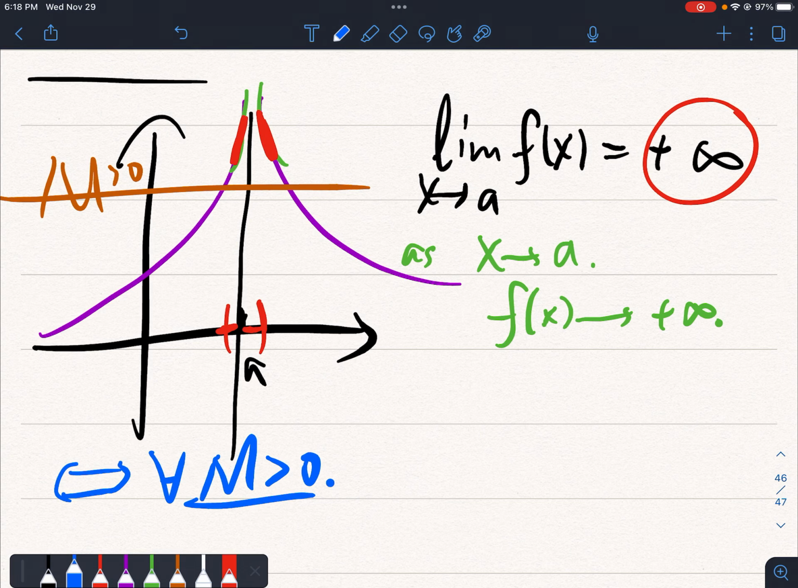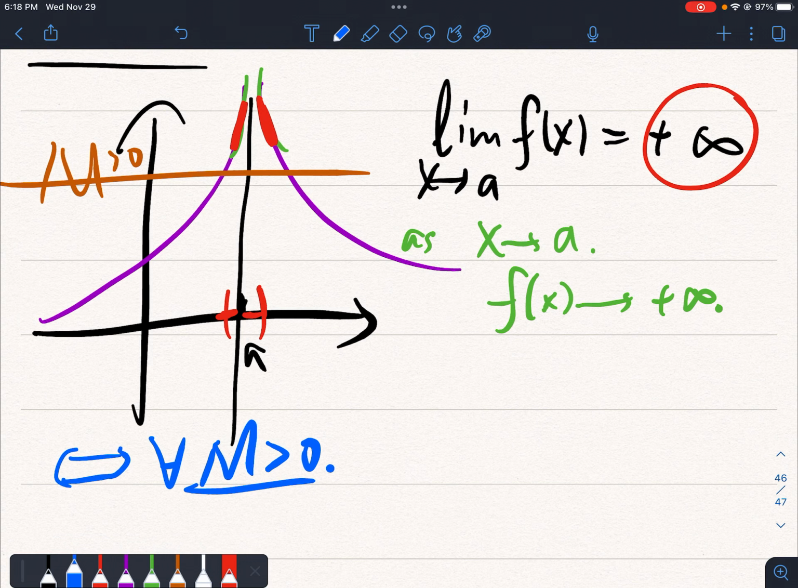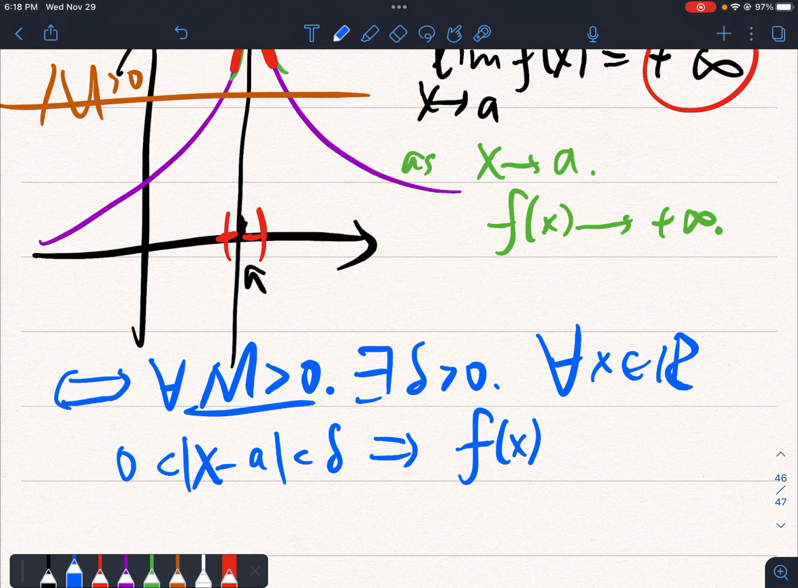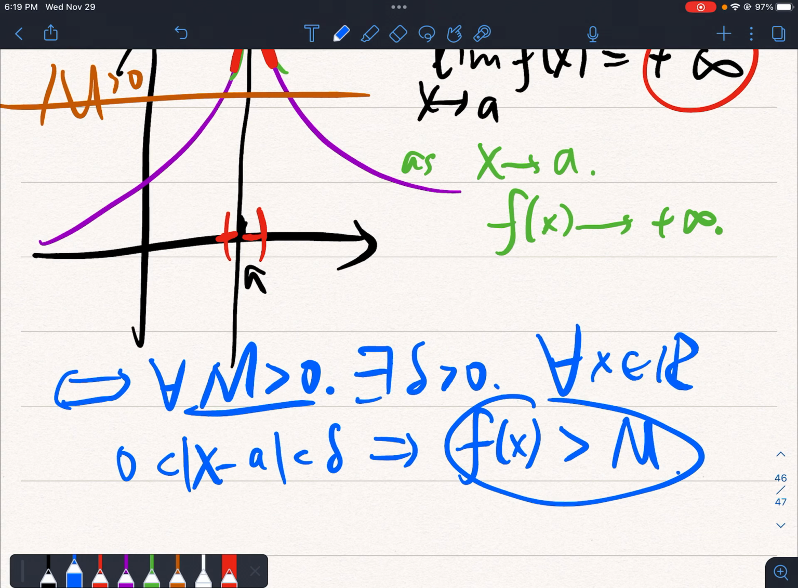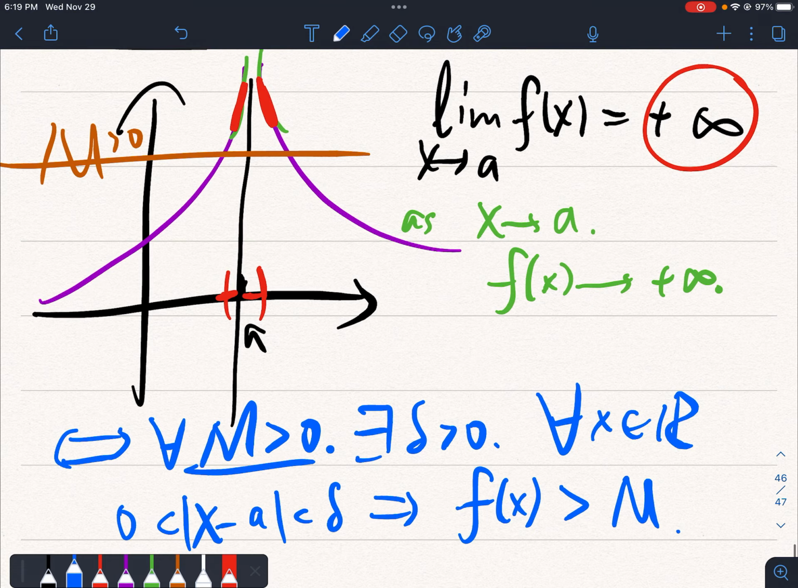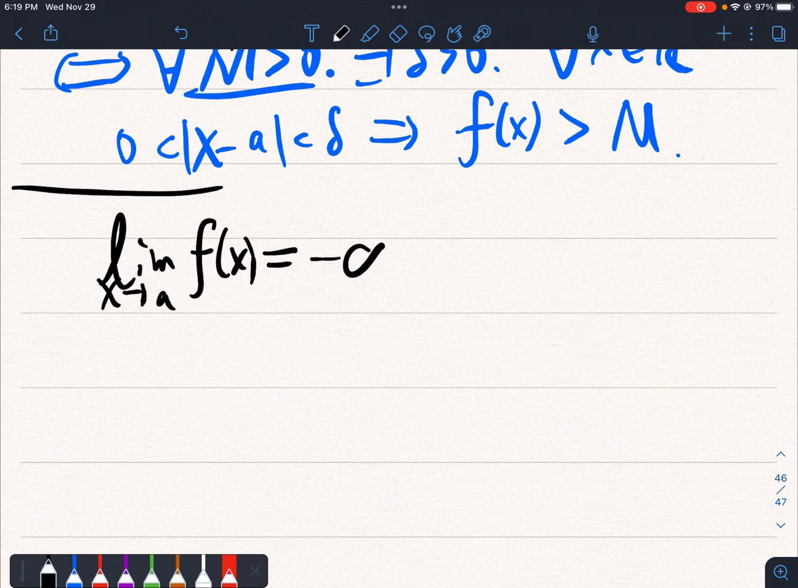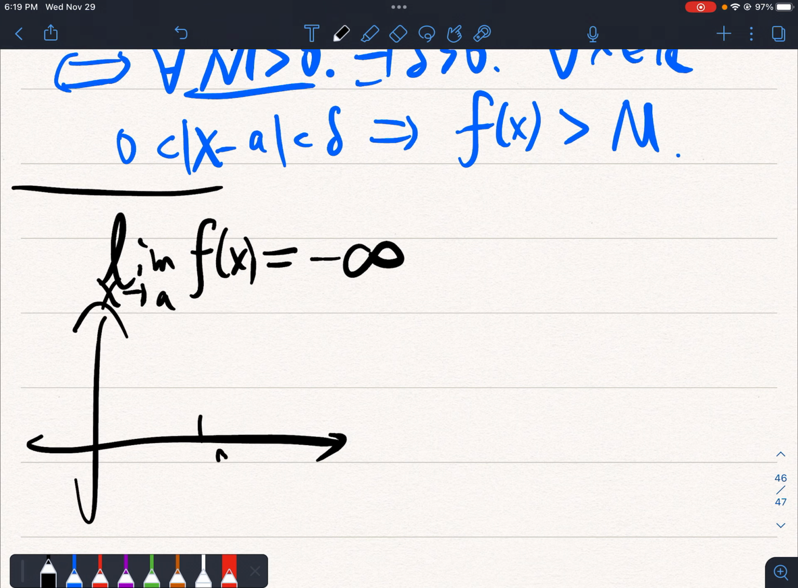If we write it down, this is for all m bigger than 0. This m means a large positive number. We can always find some delta bigger than 0, such that for all x in R, here x is close enough to a. So if the difference from x to a is bigger than 0 and less than delta, then f of x is very big. It is bigger than m. So f of x can be arbitrarily big if x is very, very close to a. Similarly, we can also define the limit when it's negative infinity as x approaches some point.